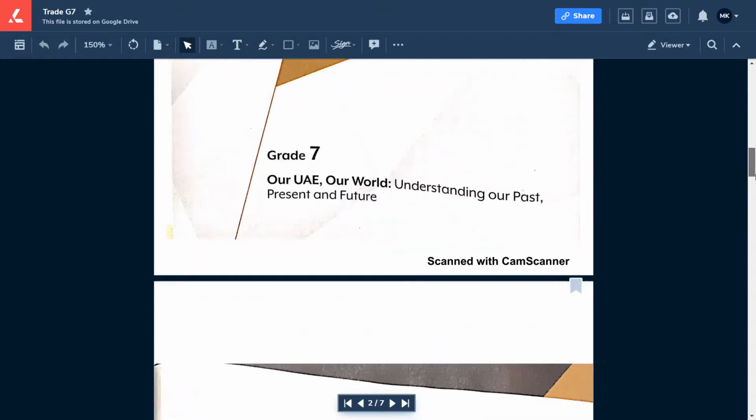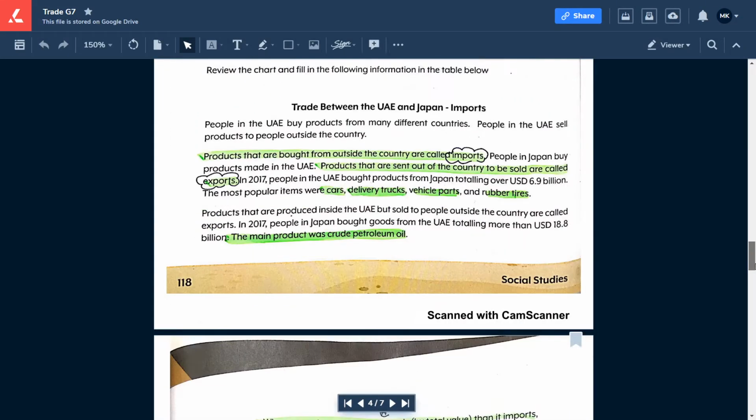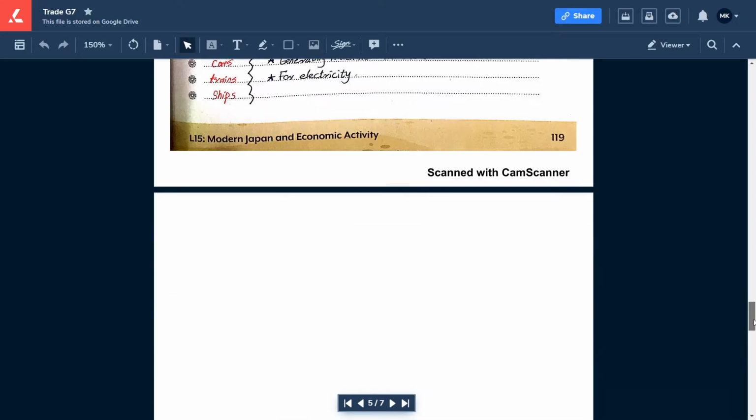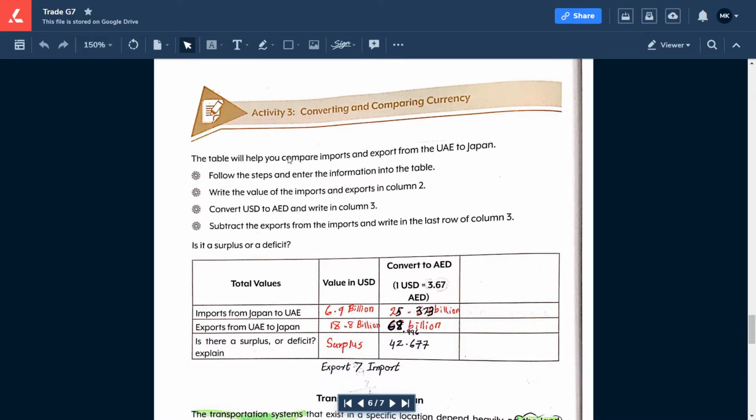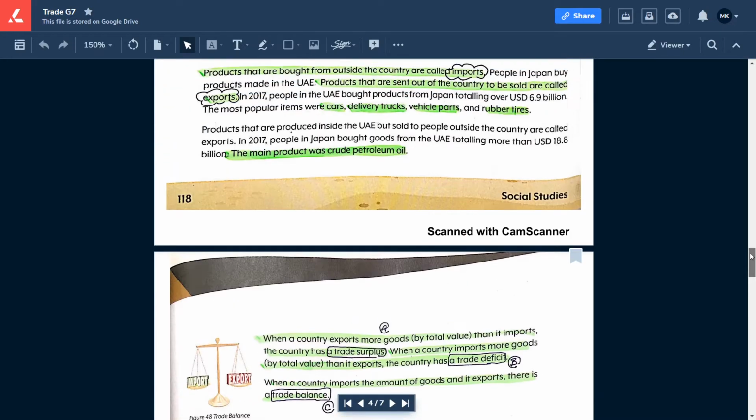Let's carry on. There was an activity we did not finish. Let's do it together. The table will help you compare imports and exports from the UAE to Japan. First step, follow the steps and enter the information into the table. Write the value of the imports and exports in column 2: imports from Japan to UAE, then exports from UAE to Japan. Where did I bring those from? From the text. Let's go back to the text.